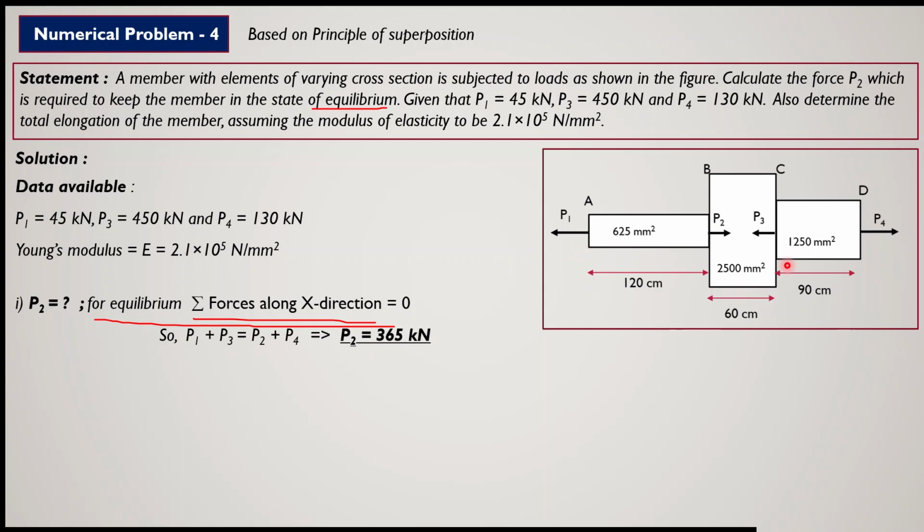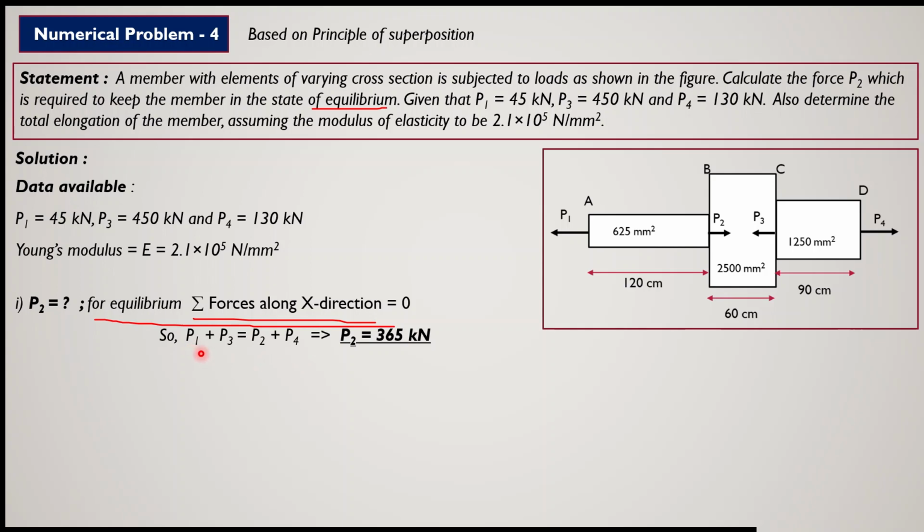When you sum up all the forces, suppose P1 is positive, then P2 will be negative, P3 will be positive, P4 will be negative. That means tensile force is positive and compressive force is negative. This force is tensile, it is acting away from the member, and P2 on the BC member is compressive, P3 is also compressive, and P4 is tensile. So the sum of the tensile forces is equal to the sum of the compressive forces. The sum of all these forces will be equal to 0.